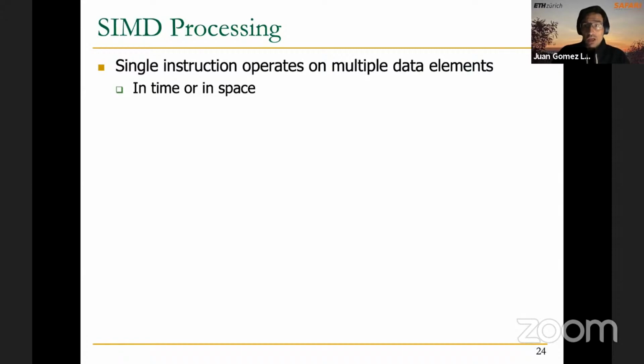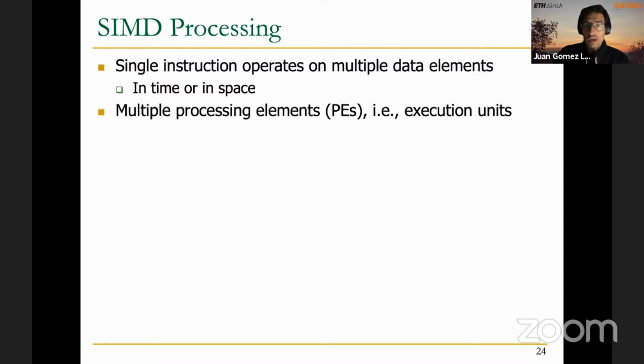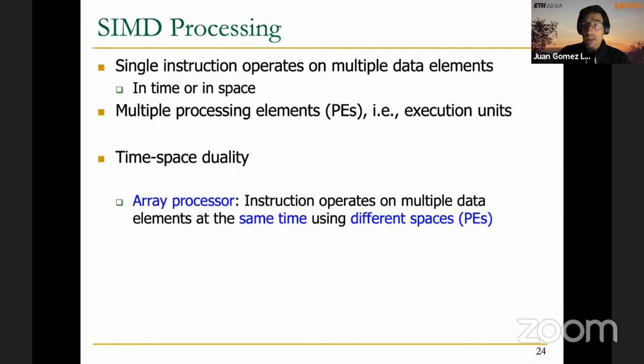The way that we can build a SIMD machine is by either exploiting the concurrency in time or in space. We typically have in a SIMD machine multiple processing elements, and we can talk about time-space duality, depending on how we exploit these multiple processing elements.